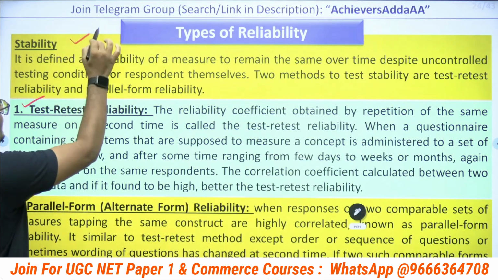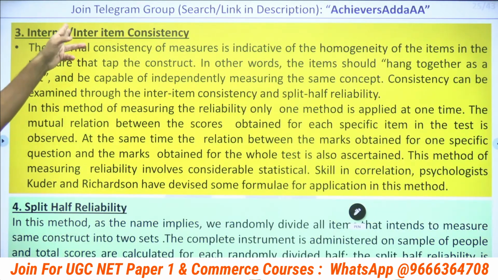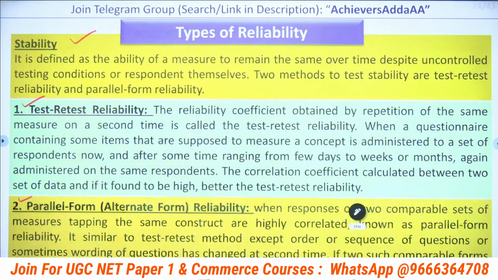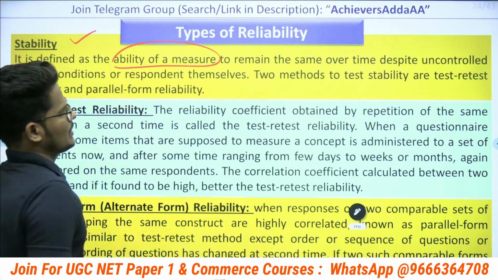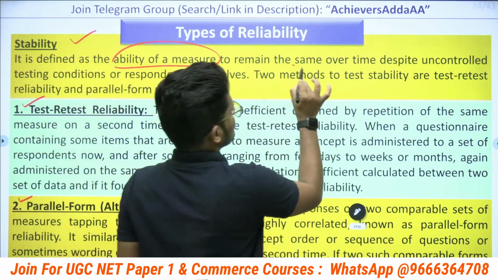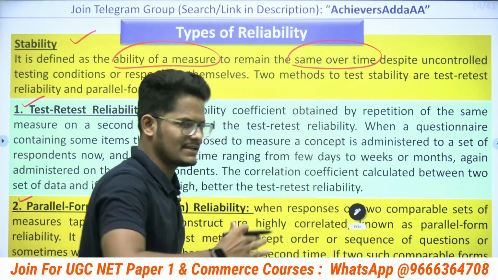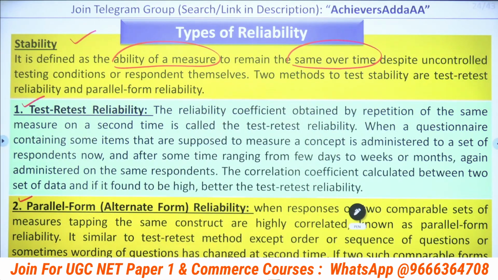First, the stability tests are 2 types, whereas the internal consistency tests are also 2 types: inter-item as well as the split-half method of reliability. Stability is defined as the ability of a measure to remain the same over a period of time. Even though time changes, it must be the same despite uncontrolled testing conditions.